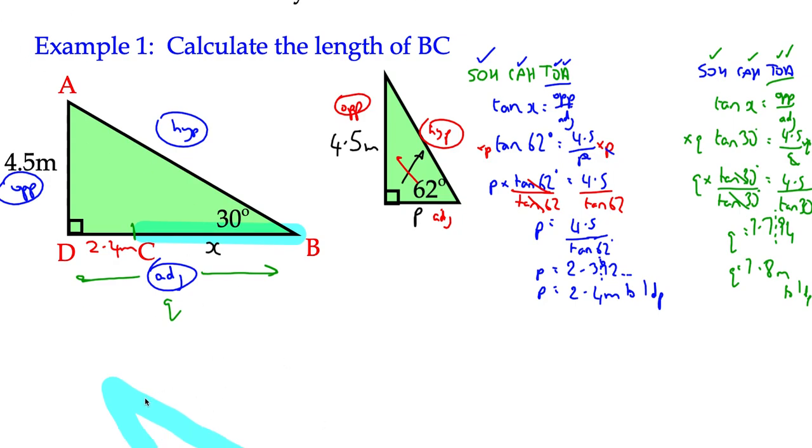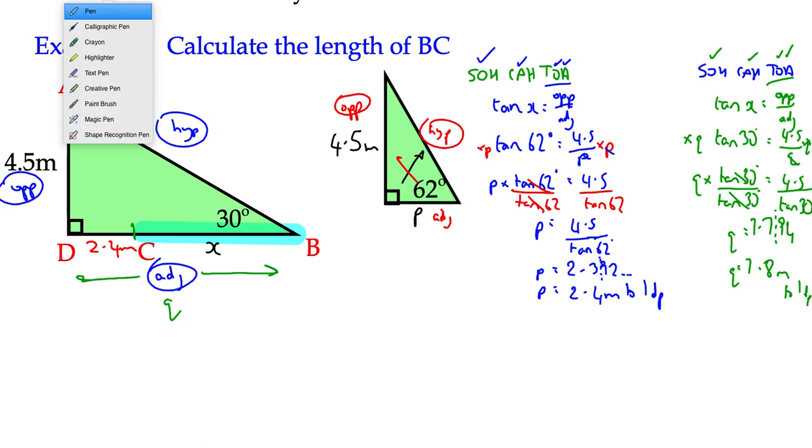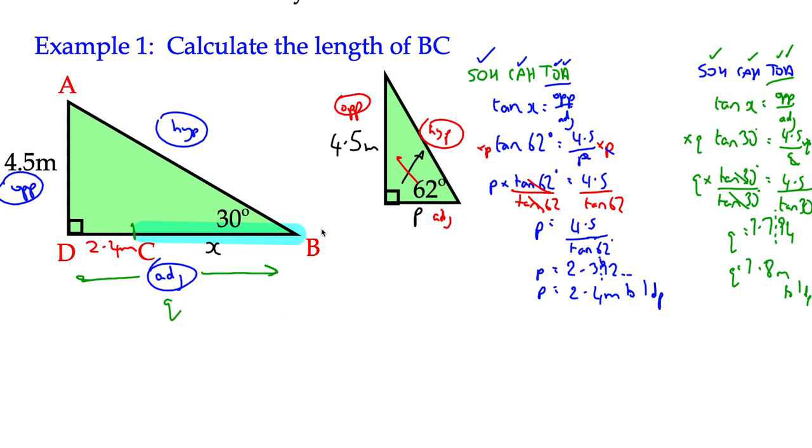So move it up, bring that down, get rid of that. So what we can say is that x is going to be the total distance, subtract 2.4. We're asked to calculate BC, so let's just use BC is equal to effectively Q minus P, isn't it? It's going to be 7.8 meters, subtract 2.4 meters, so BC is going to be 5.4 meters long.